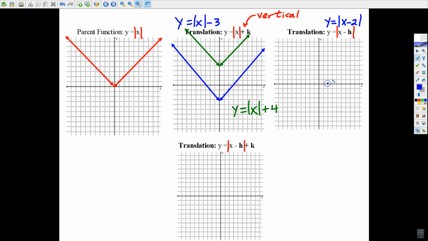Now it's tricky for a lot of people because they see that minus sign and their first thought is, well, it's got to be left. Well, it's all about what h is. Whatever h is, h being positive says go to the right that number. Now I'm going to give you an example of what it looks like when you go to the left.